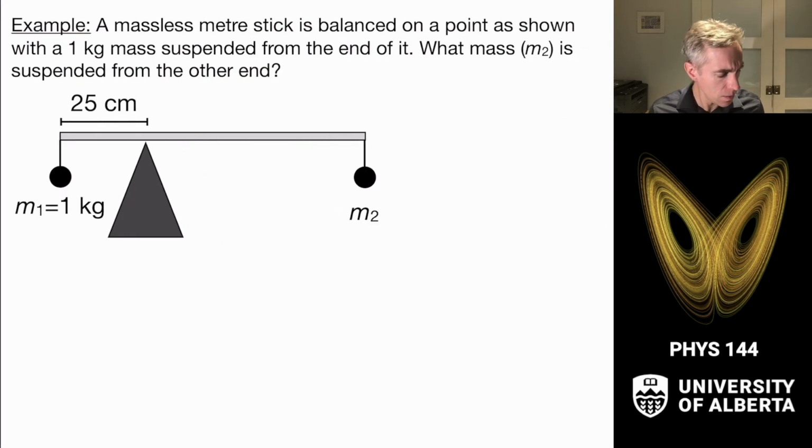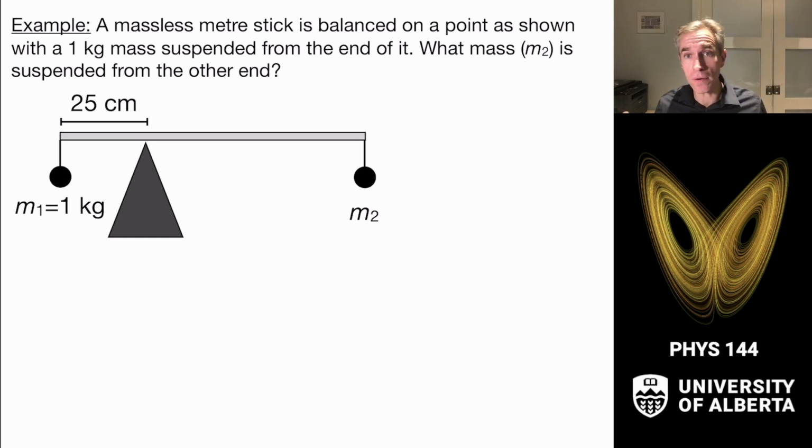Let's consider a standard example of a statics problem, which says: if I have a massless meter stick that's balanced on a point right here, and I suspend a 1 kilogram mass on this end of it, what's the mass that I balance on the other end so that this remains in static equilibrium?